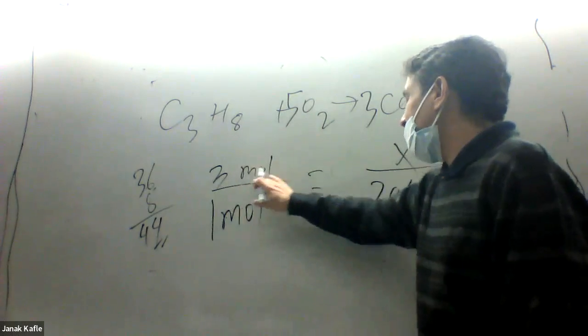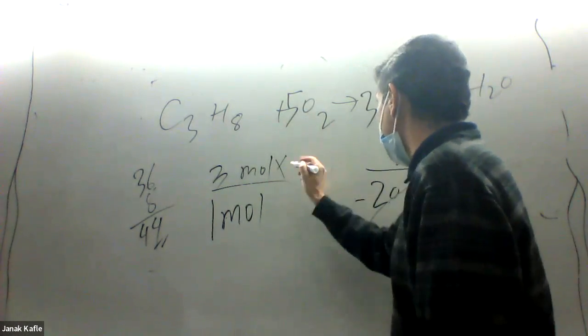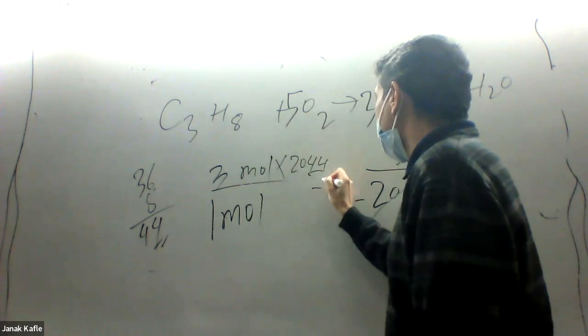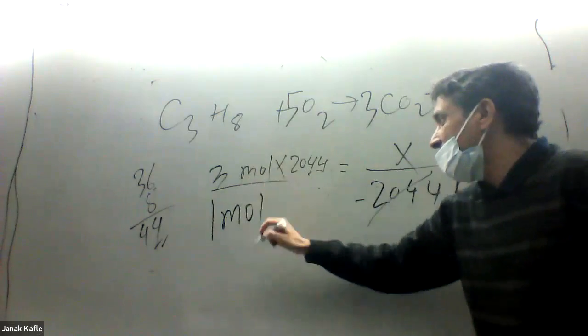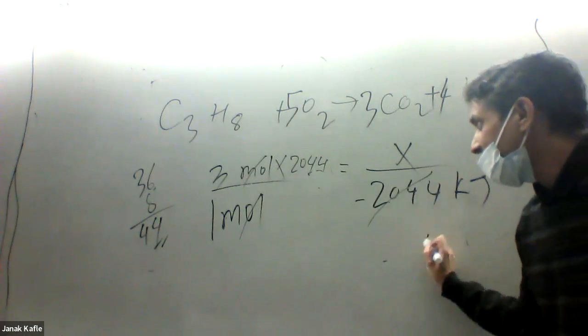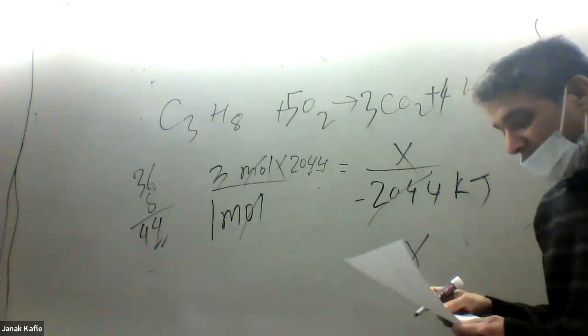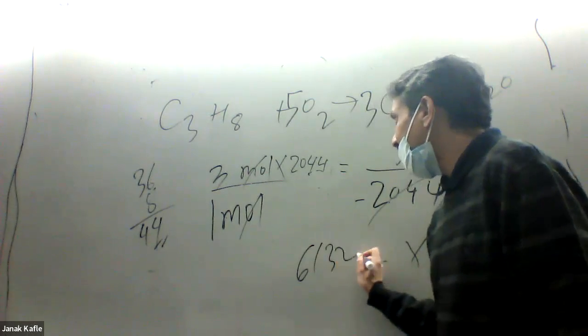So by burning 1 mole, you get 2044. By burning 3 mole, how much would you get? So you just cancel this one here and take that guy this way. So 2044 here, and then you get approximately 6,000. So put this number in the calculator. Mole is gone. So this is kilojoule. Kilojoule goes there. So X is equal to 3 multiplied by 2044, which is 6132, and the minus sign is there.